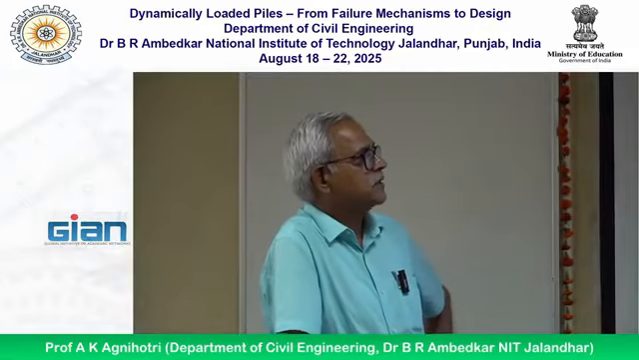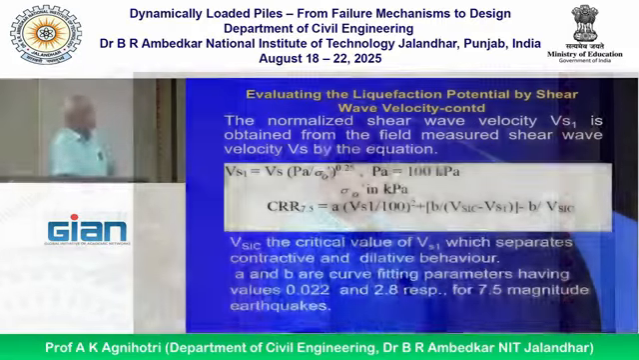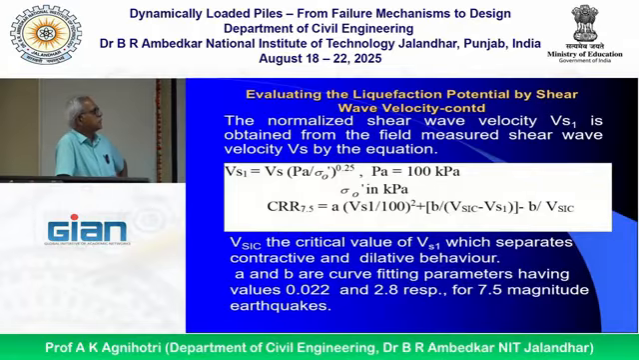Normalized shear wave velocity Vs1 is obtained from the field measured shear wave velocity Vs by this equation. As earlier, similar steps are there. Originally we were having Nm, we converted to N160, then N160 Cs. Similarly, Vs, shear wave velocity from the shear wave test in the field, is converted to Vs1 by this equation, (Pa upon sigma 0 dash) raised to power 0.25.